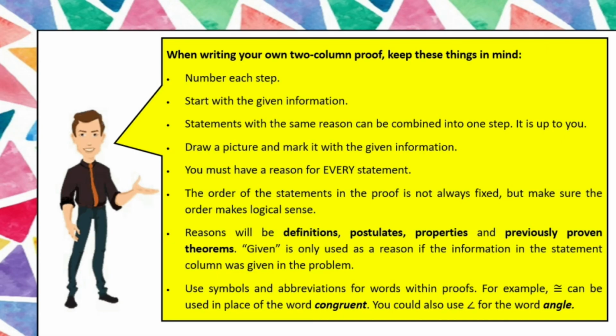Next, remember, reasons will be definitions, postulates, properties, and previously proven theorems. Given is only used as a reason if the information in the statement column was given in the problem. Last, use symbols and abbreviations for words within proofs. For example, we use the congruent sign to represent the word congruent. We also use the angle sign to represent the word angle.